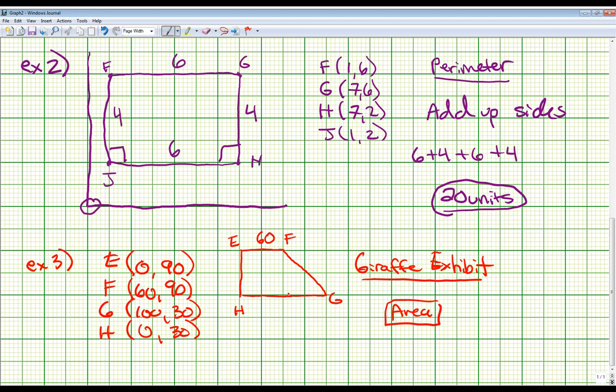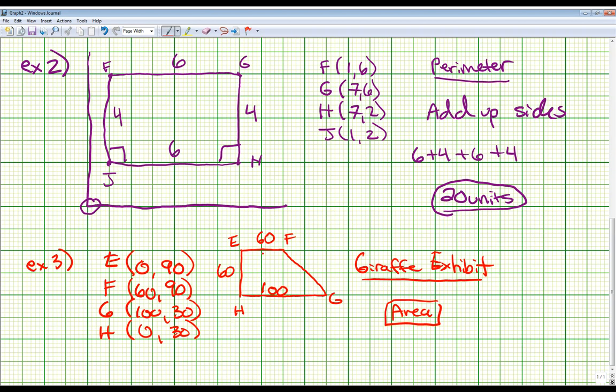And then this one from H to G, if I look at H, which starts at 0 here, and G, which is at 100, I know that this is 100 units long. And then this height right here from H to E, H starts at the 30, and then it goes all the way up to the 90. So from 30 to 90, if we subtract 90 take away 30, that's going to be 60 units long as well.